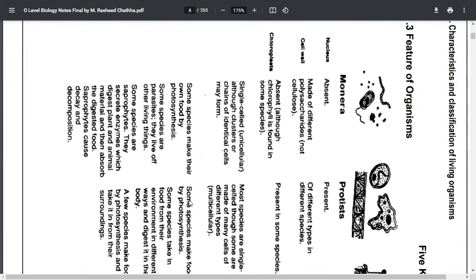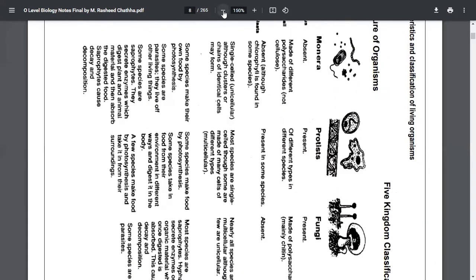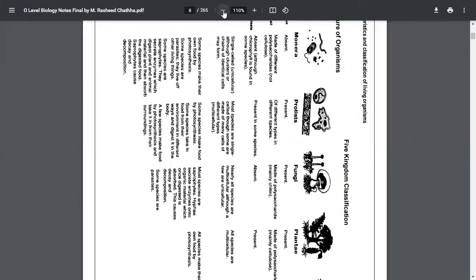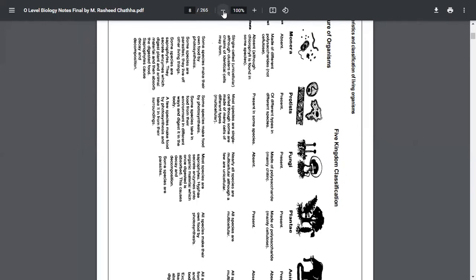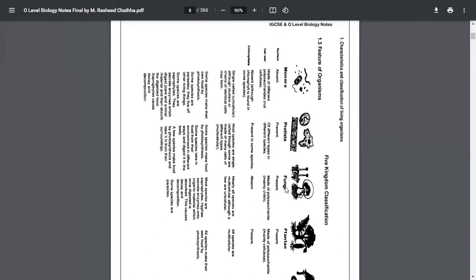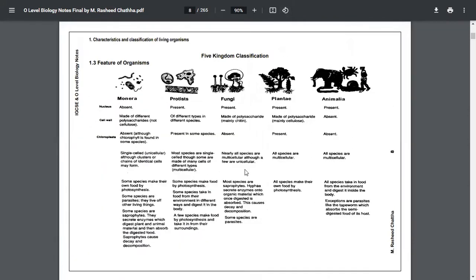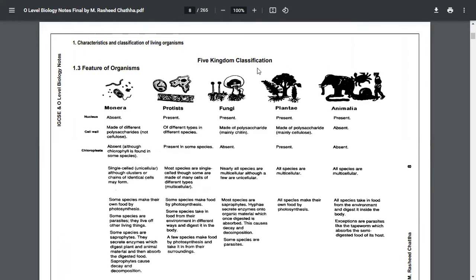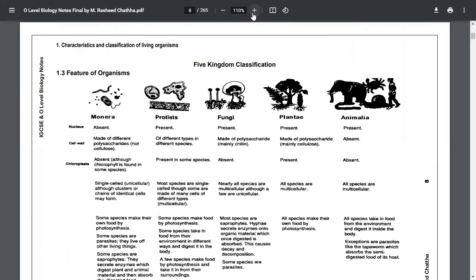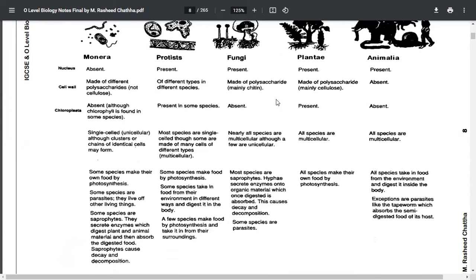Now, dear students, here are the five kingdoms. Initially, living organisms were divided into two kingdoms, animal and plant. But nowadays it is a five kingdom classification: Kingdom Monera, Protista, Fungi, Plantae, and Animalia. I'm repeating the names again. Kingdom Monera belongs to prokaryotes, mostly bacteria. Protista are larger than Monera and have a true nucleus.